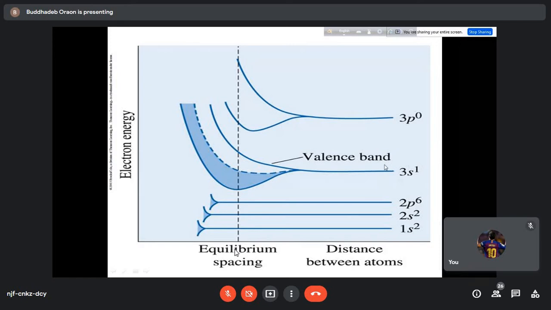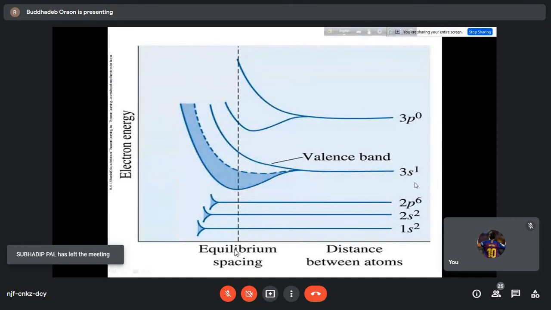But when the atoms are brought closer, the outermost electrons will be affected, and their energy levels will not be the same, and there will be splitting of the energy levels of different electrons lying in the outermost shells. In this diagram we can see the electrons in the 3s level; their energy level will split, and this is the distance at which the splitting of the energy levels will start.